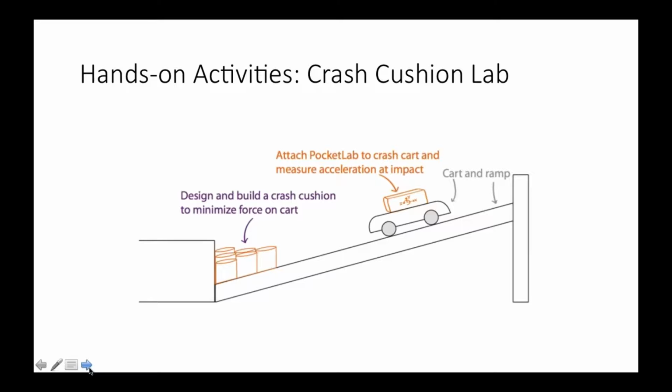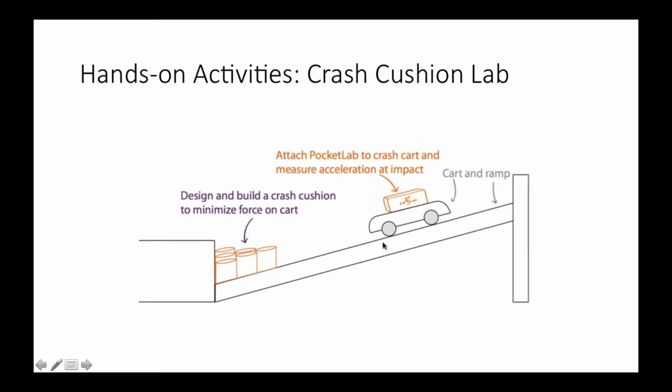So this is an example we have of a lab that we do a lot. And it works really well with middle school age students. This activity is called the Crash Cushion Lab. In this activity, you would attach the PocketLab to a cart and then crash the cart into a wall by having it go down a ramp. And when it crashes, students can use the accelerometer to measure the impact force that the car felt. And then students get to engineer and design cushions that would minimize the force of a crash.